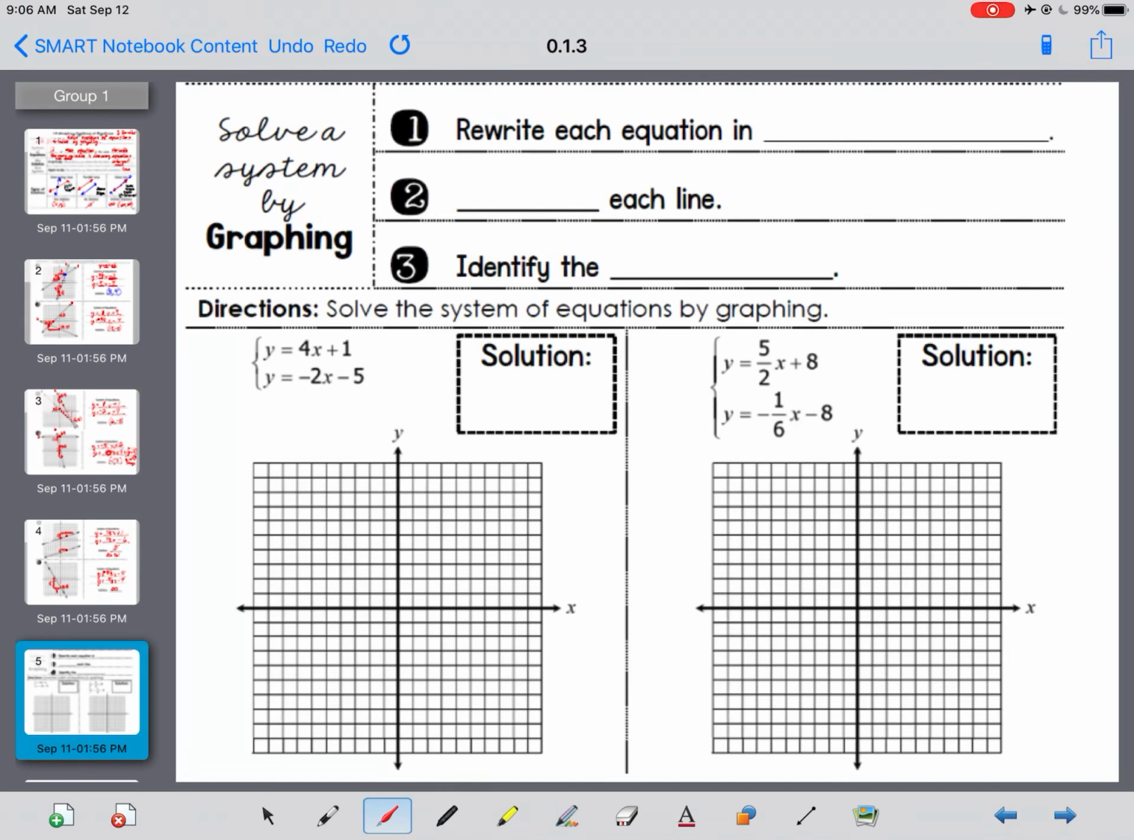So rewrite each equation into slope-intercept form. There's supposed to be a P in there.